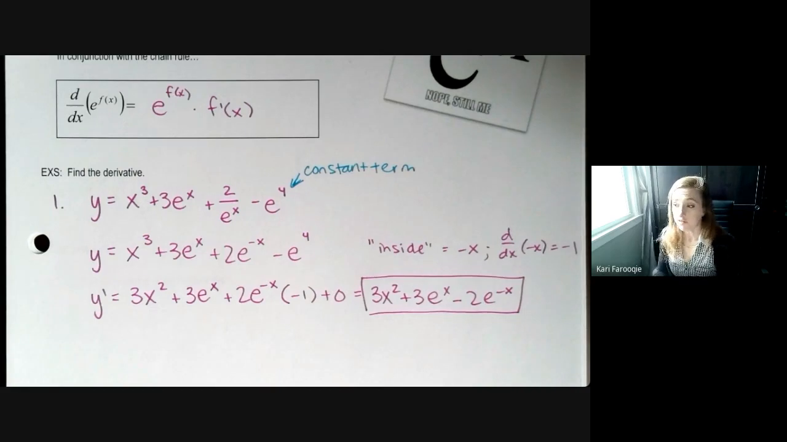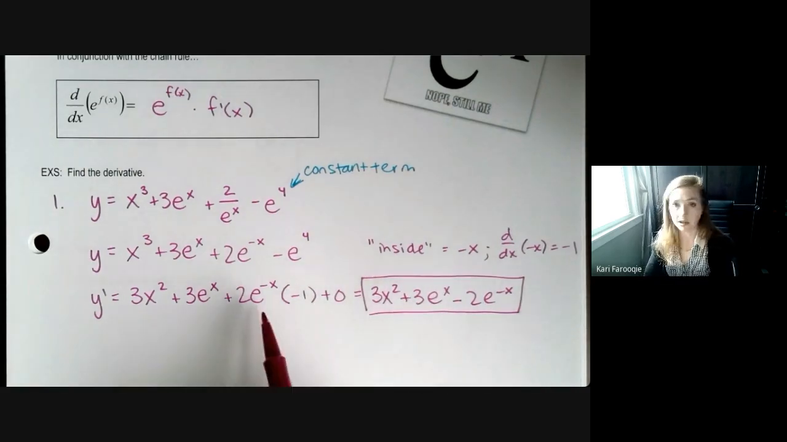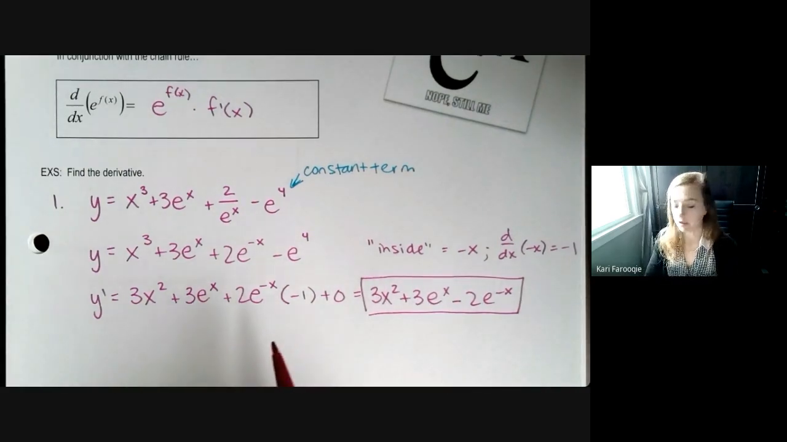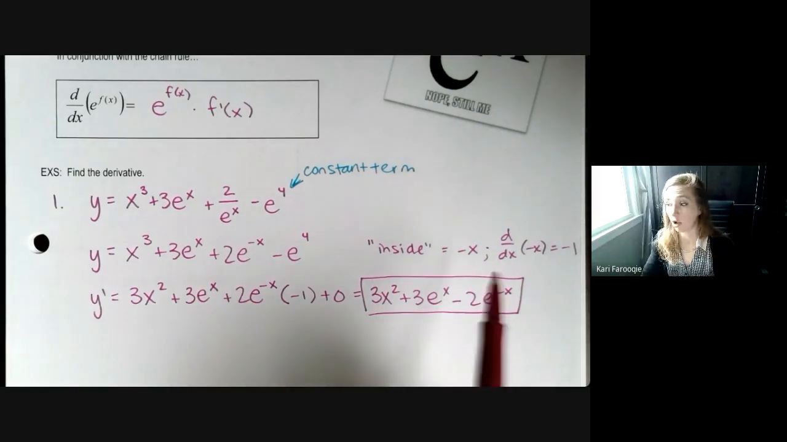Now, having seen this done with e to the negative x, that's a really common term we're going to be looking at, or this expression, e to the negative x. When you see that and you go to take its derivative, you can just automatically multiply it by a negative. You don't need to show all of this work.